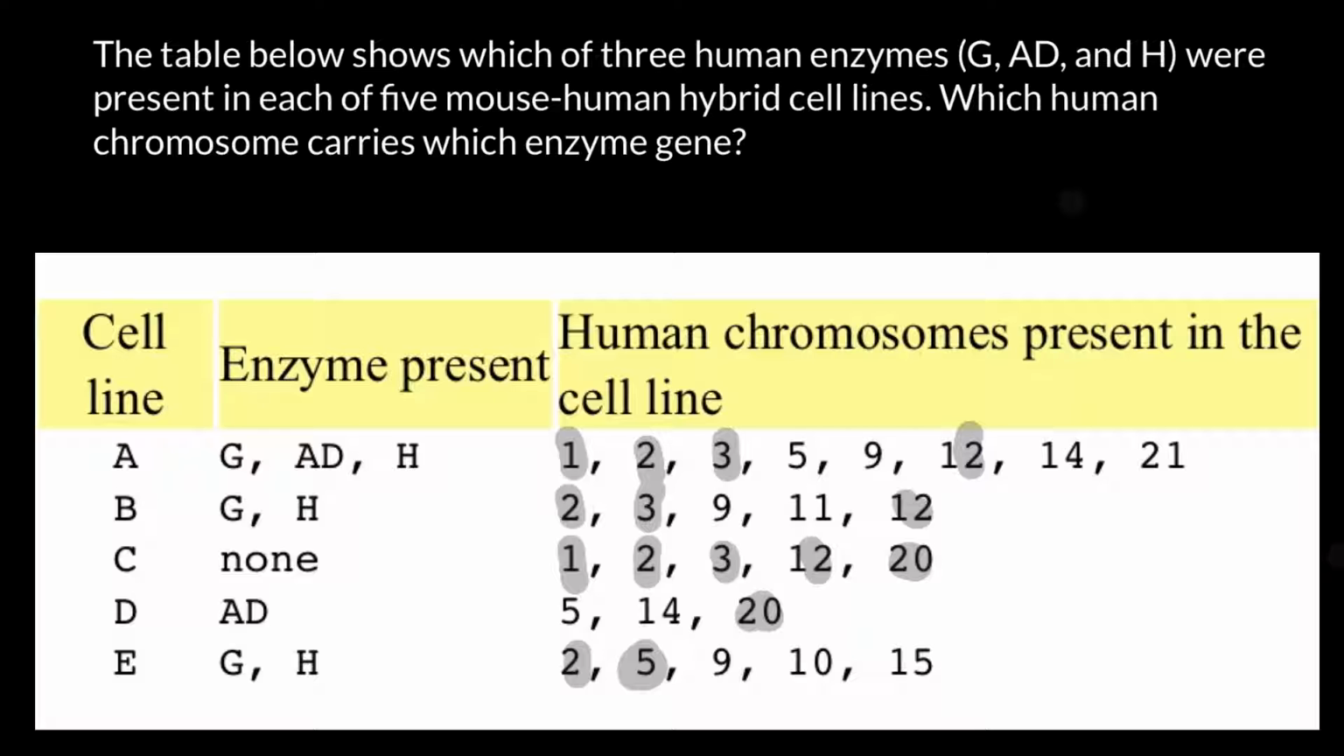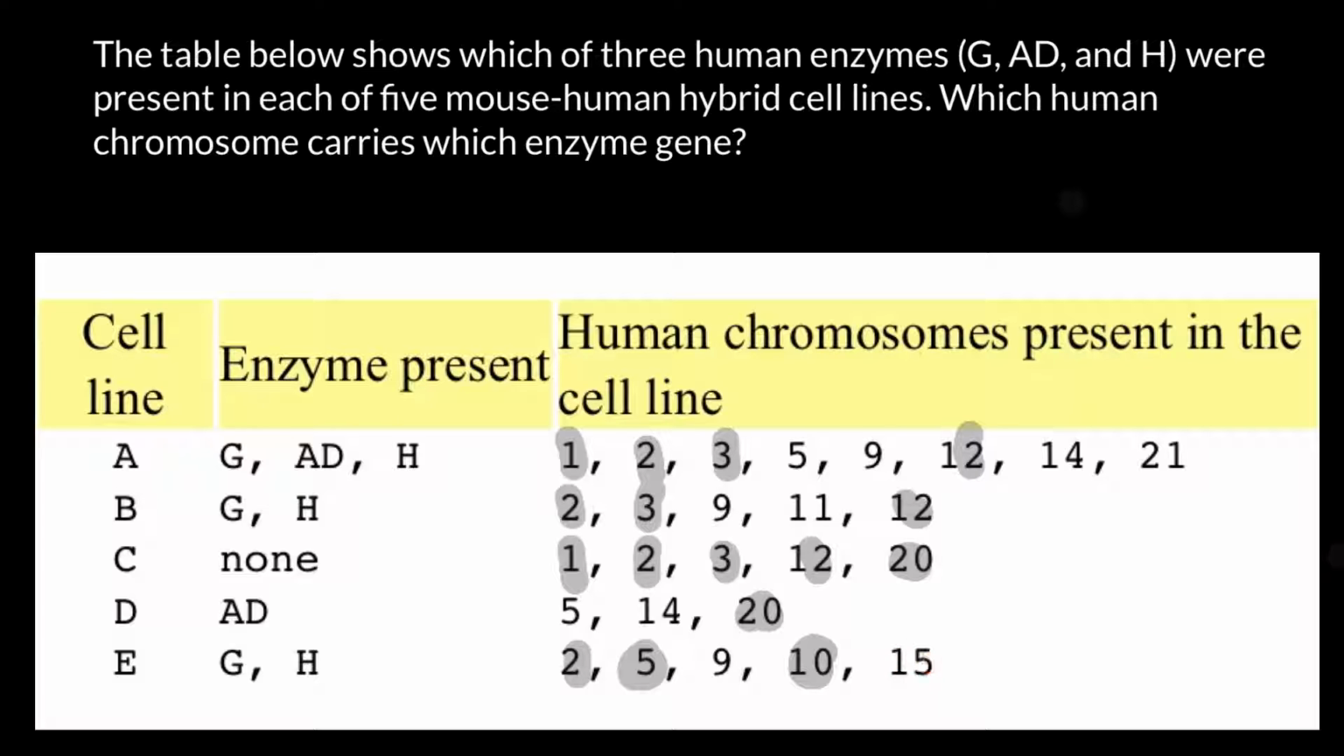It doesn't carry a gene for production of the enzyme G, nor for production of enzyme H. Now let's compare, for example, chromosome number 9. It was present in both cell lines. We cannot exclude it, but what about chromosome number 10? Actually we can exclude it because it's present in cell line E, but it's absent in cell line B, and still cell line B can produce both products G and H.